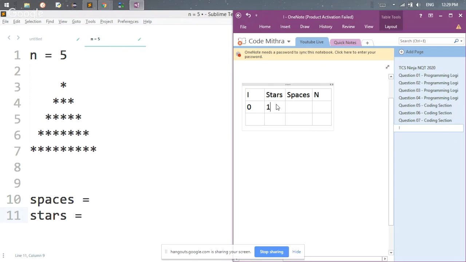I need 1 star. When i is 1, I need 3 stars. When i is 2, I need 5 stars. Then when i is 3, I need 7 stars. Am I right? Yeah, 7 stars. And then when i is 4, I need 9 stars.